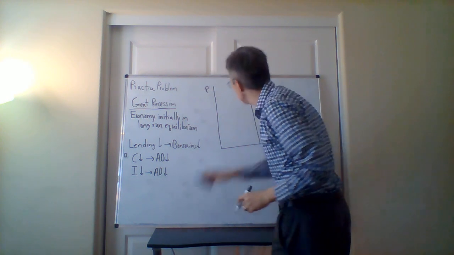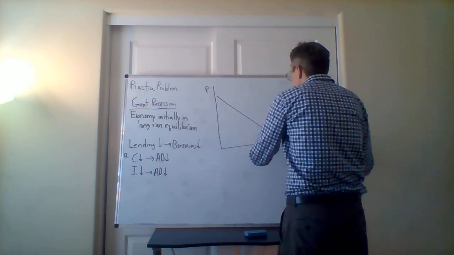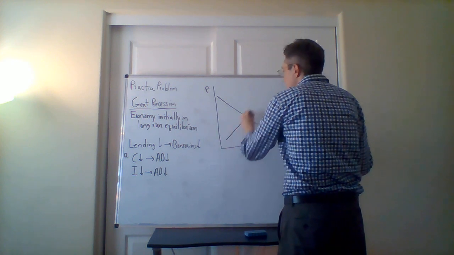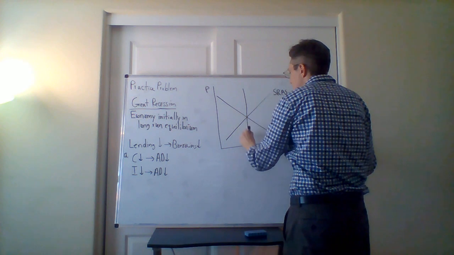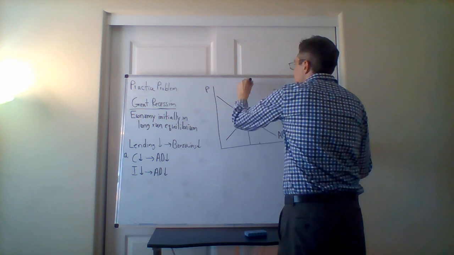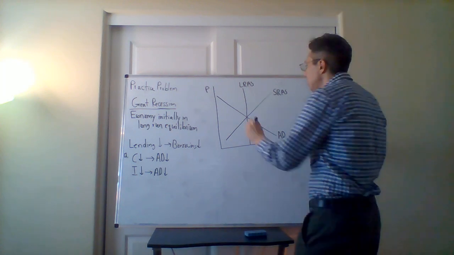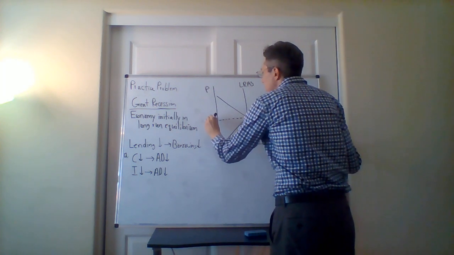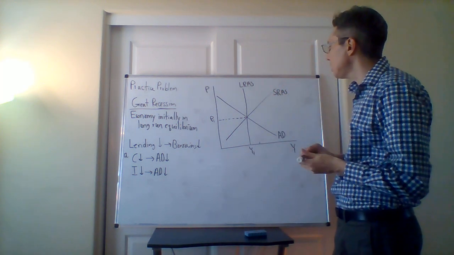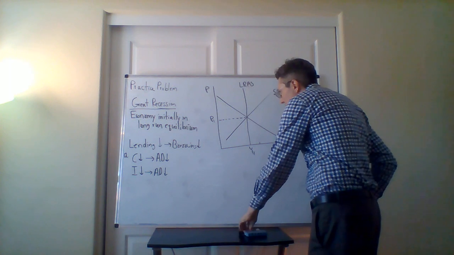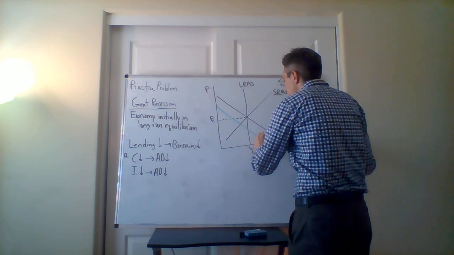Okay, so let's start by drawing the aggregate demand first, and the short-run aggregate supply. What we have is our initial equilibrium in the long run, our starting point, and then this change happens. What's going to be the effect? Well, the aggregate demand is going to fall, and so we have a shift of the aggregate demand curve to the left.